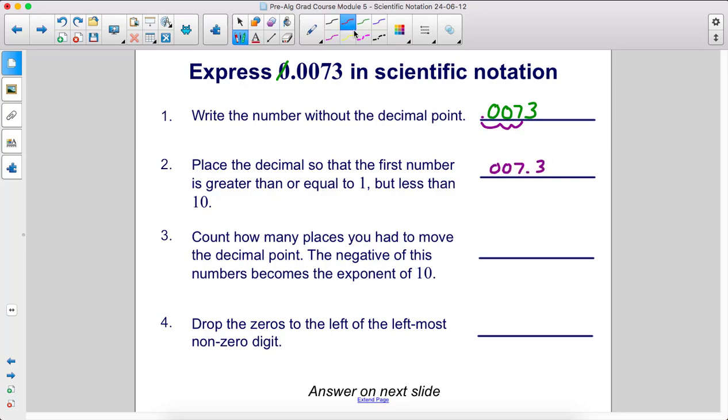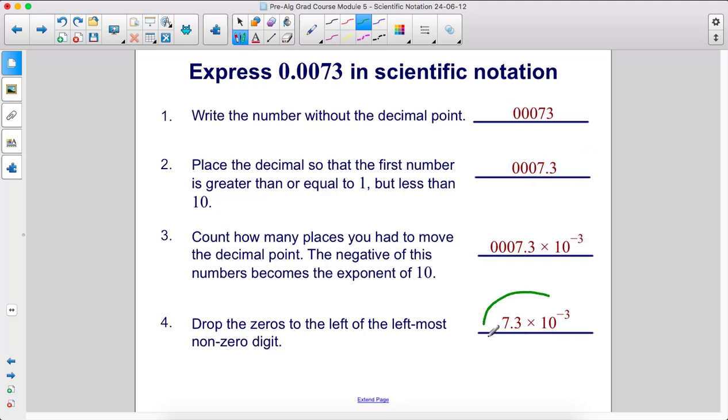So we get 007.3. But because we moved 1, 2, 3 spots to the right, we have to times 10 to the 3rd, and that actually goes down into this line. Then finally, we cancel out those beginner zeros here, and we get 7.3 times 10 to the negative third. Oop, I forgot that negative sign. There we go. And there you have the answer.